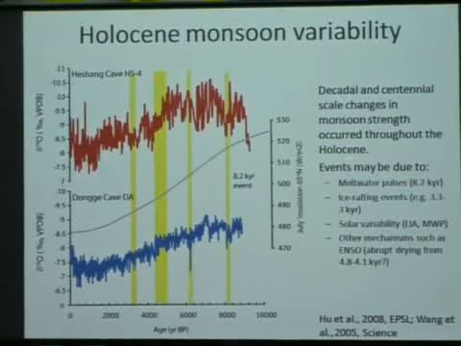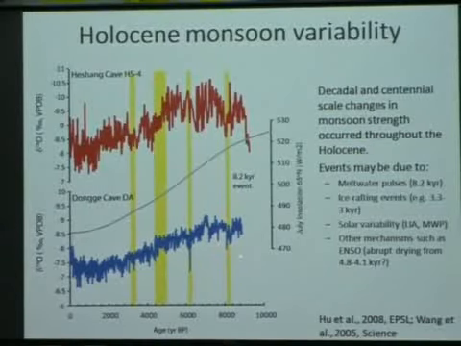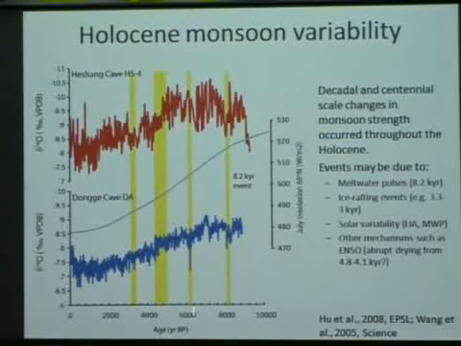And some of these events can be tied to things like Bond events, for example. The 8.2 kiloyear event is seen around the Northern Hemisphere as a period of relatively cool conditions due to an outburst flood event in the North Atlantic that slowed down ocean circulation, most likely. And that's seen here and here as a short period of decreased monsoon intensity at these sites.